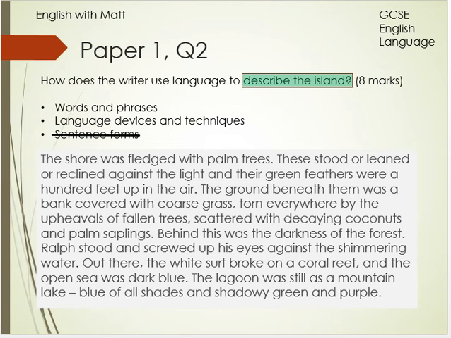So the shore was fledged with palm trees. These stood or leaned or reclined against the light, and their green feathers were 100 feet up in the air. The ground beneath them was a bank covered with coarse grass, torn everywhere by the upheavals of fallen trees, scattered with decaying coconuts and palm saplings. Behind this was the darkness of the forest. Ralph stood and screwed up his eyes against the shimmering water. Out there the white surf broke on a coral reef, and the open sea was dark blue. The lagoon was still as a mountain lake, blue of all shades and shadowy green and purple.